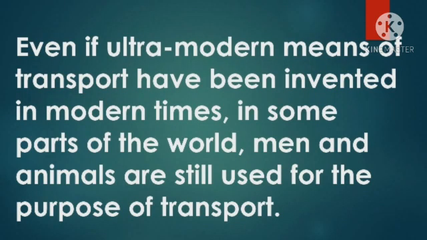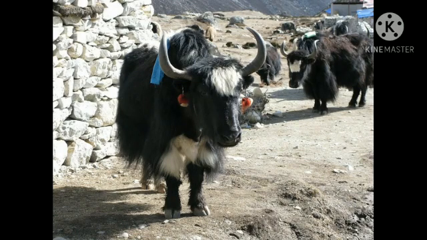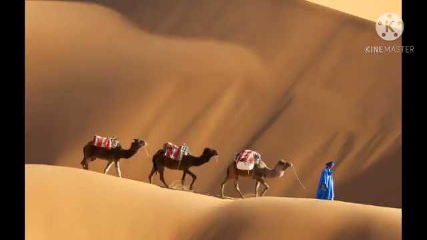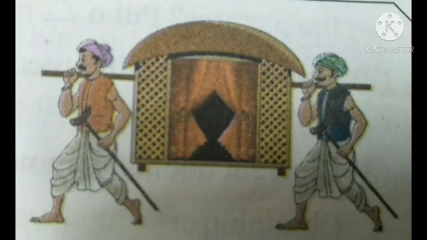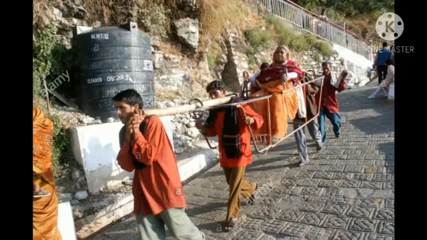Do you know? Even if ultra-modern means of transport have been invented in modern times, in some parts of the world, men and animals are still used for the purpose of transport. For example, yaks are used in inaccessible parts, camels in the desert, and palanquins or dolis in mountainous areas.